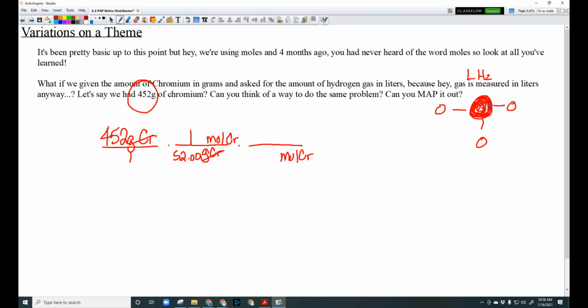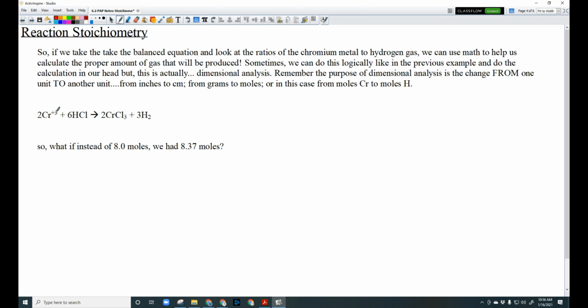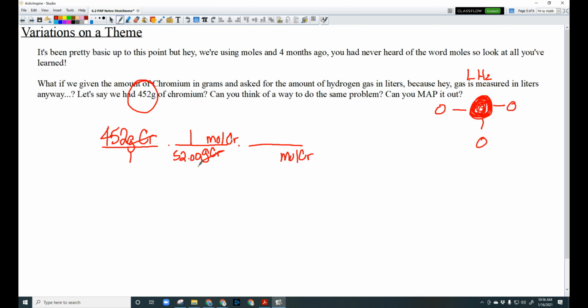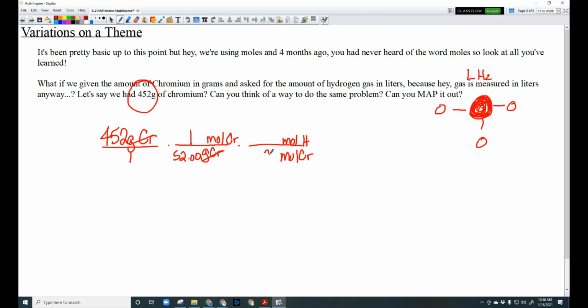Well, if we look at our mole map and at our equation, remember, we're at the wrong way again. 2 moles of chromium is equal to 3 moles of hydrogen. So once you get it into moles, this is where we're going to do the conversion to a different unit. I want to convert this to moles of hydrogen. Looking at our equation, we need 2 moles of chromium is equal to 3 moles of hydrogen.